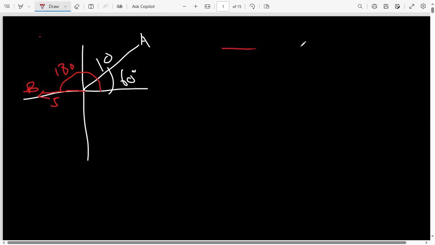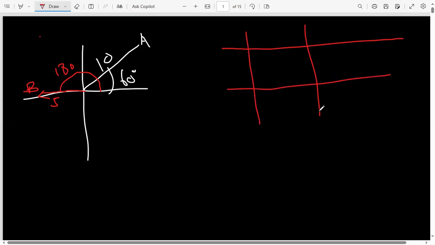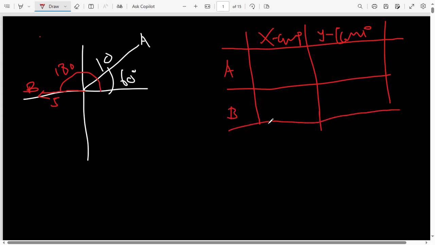So I'm going to come up with a small table here. This will be our table. I'm going to write: this will be our x component, and this one here will be our y component. So this is what we have here. Then we have the vector A here, and the vector B there. So what are we going to do here? We are going to resolve this 10 and this 60 degrees.